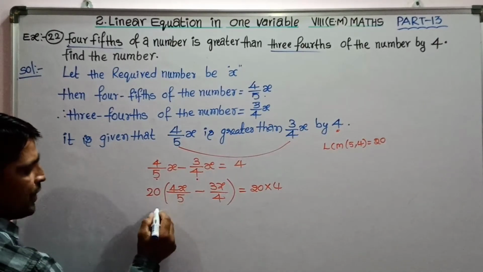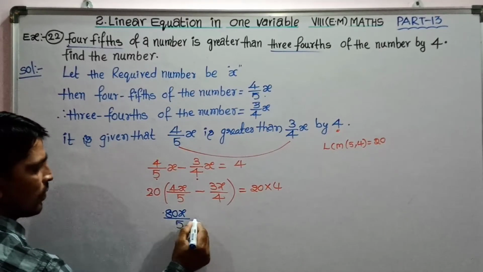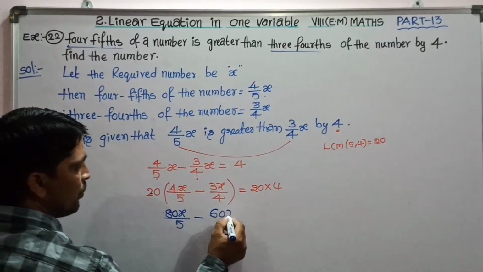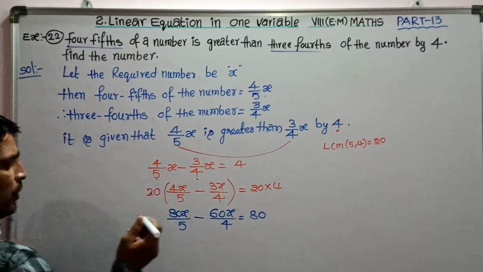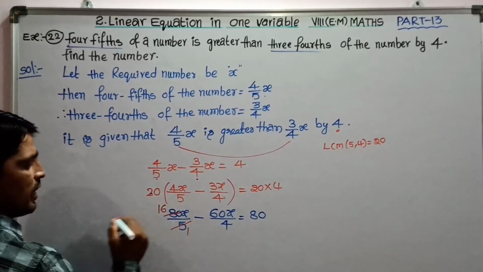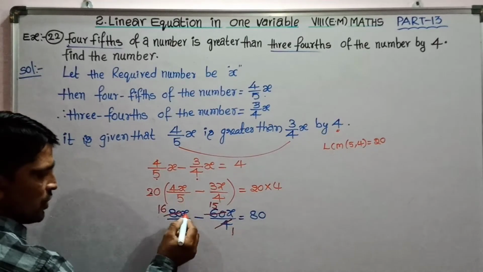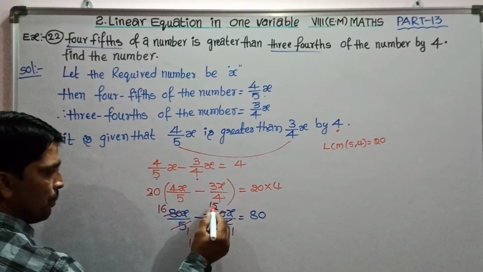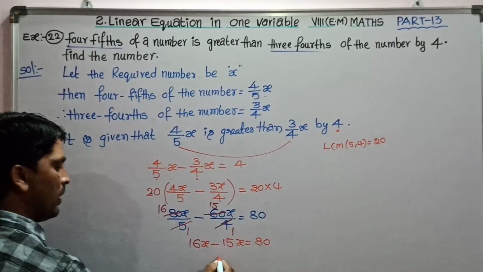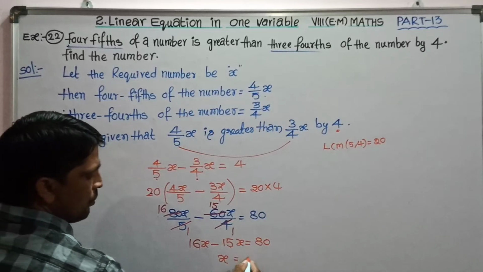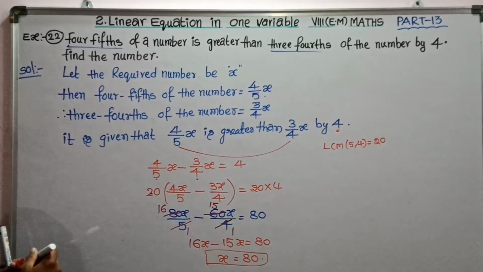Now distribute this 20. 20 times 4x by 5 minus 20 times 3x by 4, which is equal to 20 times 4, that is 80. But we know that 5 16s are 80, 4 15s are 60. That is 16x minus 15x, which is equal to what? 80. 16 minus 15, that is 1x, which is equal to 80. So the x value is 80. What is x? That is the required number.